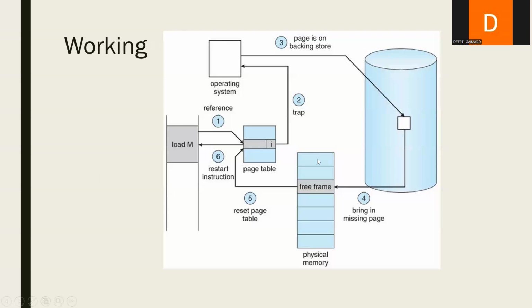The trap is generated when the page is not found. This is called a page fault. And the page fault is basically the interrupt. And this is the stage where the operating system takes the charge. And this increases the effective memory access time.